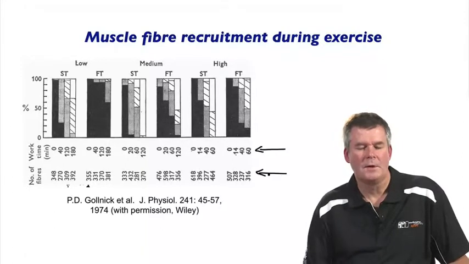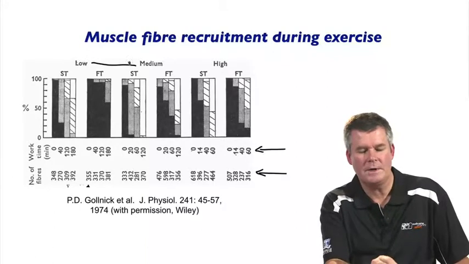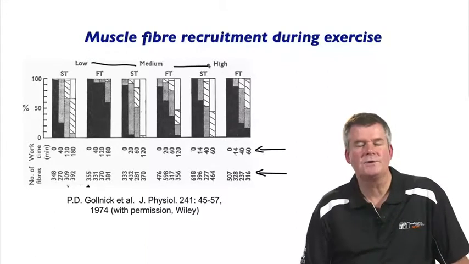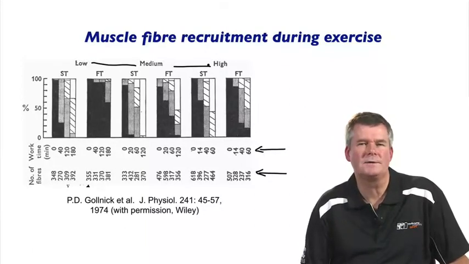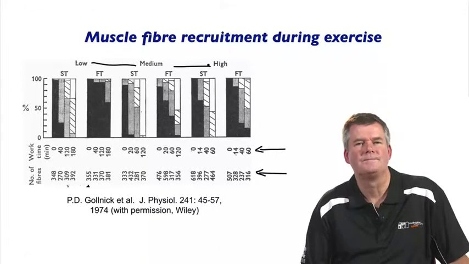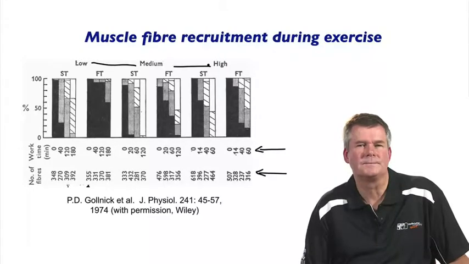task. But what you can see from this rather complex slide is that as you move from low to medium to high, you start to rely more on a greater proportion of the slow twitch fibres and more of the fast twitch fibres. So this, in human exercise physiology, was the method used for many years to see which muscle fibres were recruited during different types of exercise, different modalities, different intensities, different durations. And there's a considerable literature that's looked at muscle fibre recruitment during exercise.